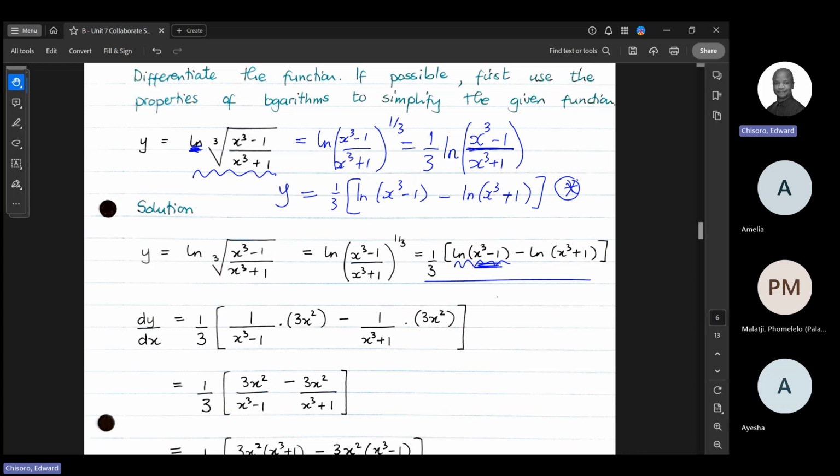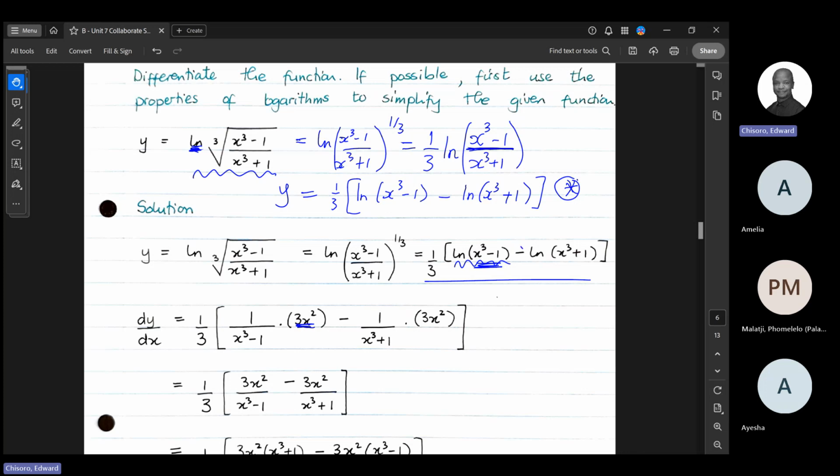So let's do the first part. 1 over whatever is inside, so that's x cubed minus 1, times the differentiation of what's inside there. So x cubed minus 1 when differentiated is 3x squared minus 0, which is just 3x squared. So it's just the chain rule applied onto logs.